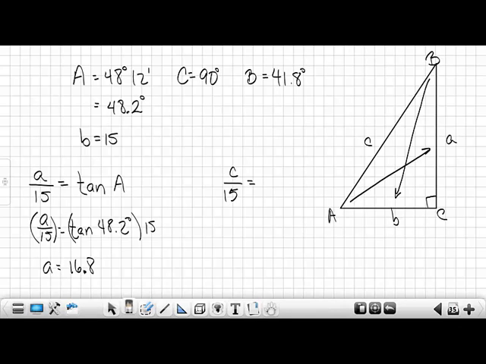So, sorry, 15 over C. 15 over C, because C is the hypotenuse. My mistake. Now the question becomes sine or cosine. It's 6 of one, half a dozen of the other. It doesn't really matter. So people said B. Yeah, B. So if we want to use angle B, is 15 the opposite or is that the adjacent? It's the opposite. So we're going to do the sine of B. And B is 41.8.